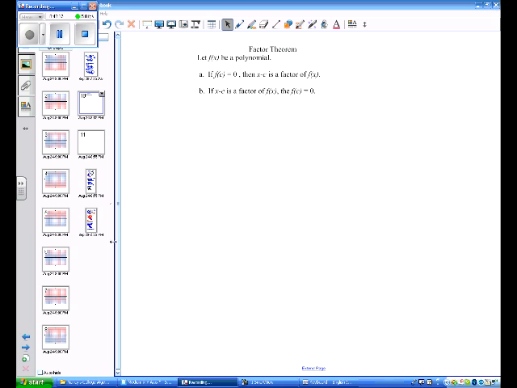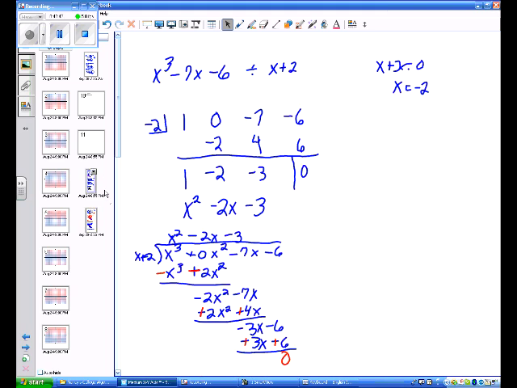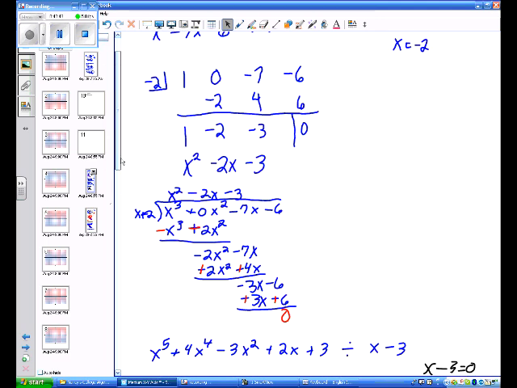So back here, if we were looking back at this problem that we had, then we found out that we had a remainder of 0. So that meant that f of negative 9 would have been 0. Therefore, it means that these are factors. And I think there's another problem that when we looked at it, in fact, we even wrote it down that way.